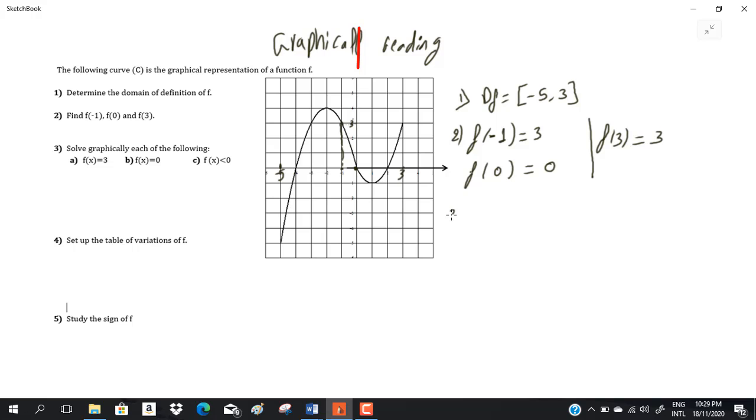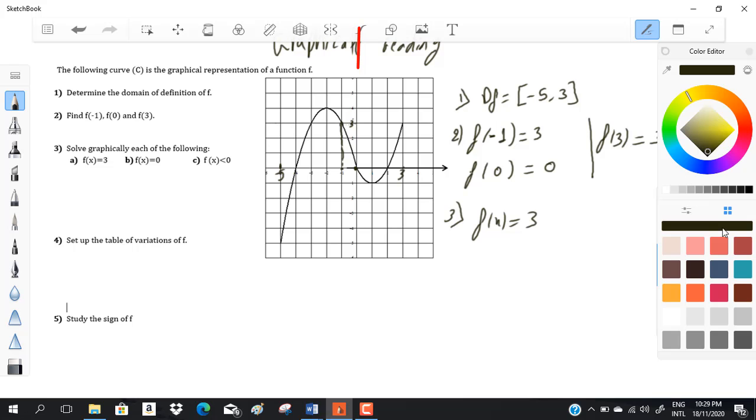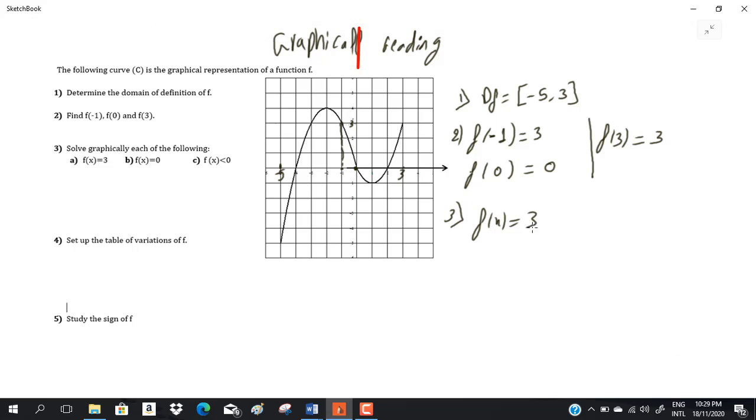Part 3. Solve graphically f of x equals 3. To solve f of x equals 3, it means that y equals 3 and we need to find x. So we draw a line of equation y equals 3. This is the line of equation y equals 3.